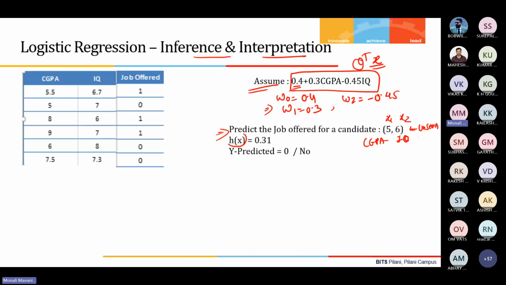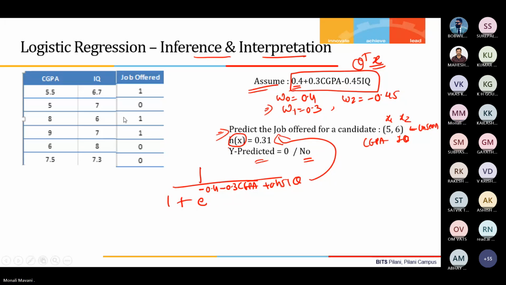And then calculate the hypothesis function with the sigmoid formula. We have been given this equation already. So it will be 1 upon 1 plus e raised to, this will become what? Minus 0.4 minus 0.3 CGPA plus 0.45 IQ. And this answer should be 0.31, which is less than 0.5. So Y predicted will be 0, which is class no, that means negative class. That means job offer is no.